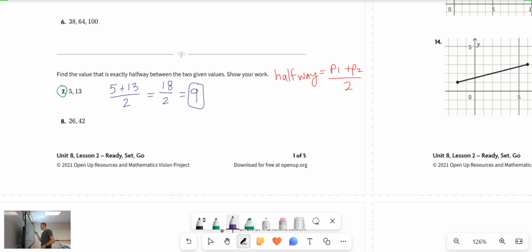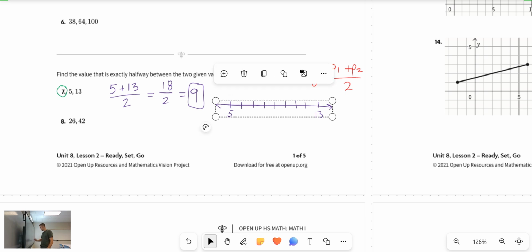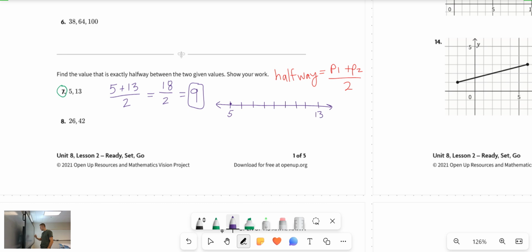But maybe we're not confident that it's 9, so let's check. If we had a number line here, and we have 5 here, 6, 7, 8, 9, 10, 11, 12, 13. And 13's here, and these are our 2 points. Let's make this a little bit bigger for 1 second so I can put points here. Oh, wrong button. We have 1 point here and 1 point here. Oh, I missed on the 13. Hang on. There we go. So those are our 2 points.